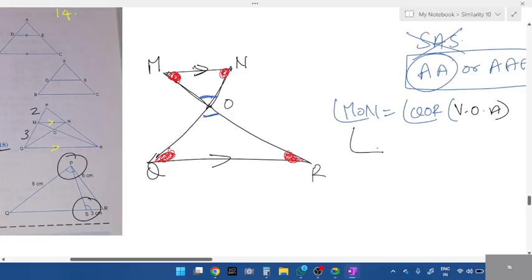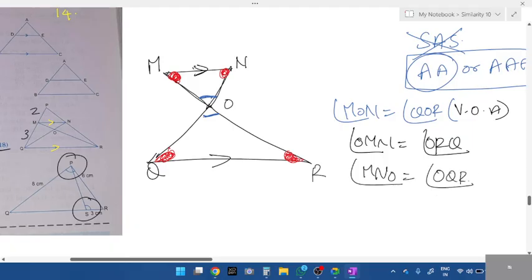So what's the other one I have to write? Angle OMN is equal to angle ORQ. If you want, write even the other one. What's the other one we have? Angle MNO is equal to angle OQR. How are they related, students? Interior alternate angles. Interior alternate angles.